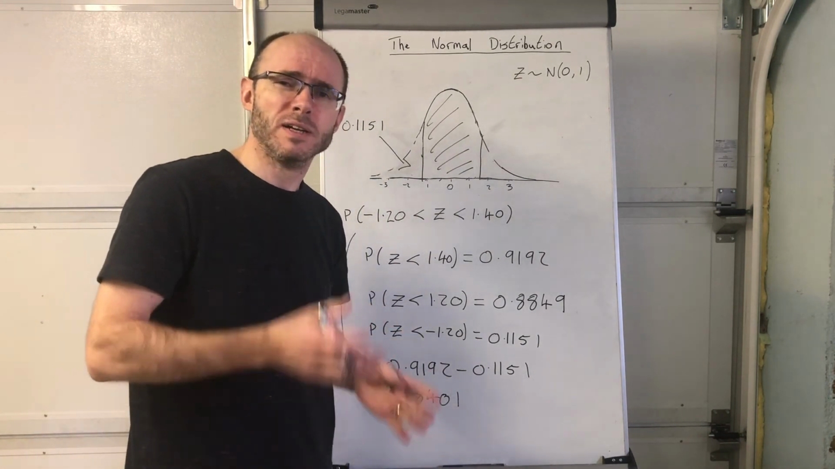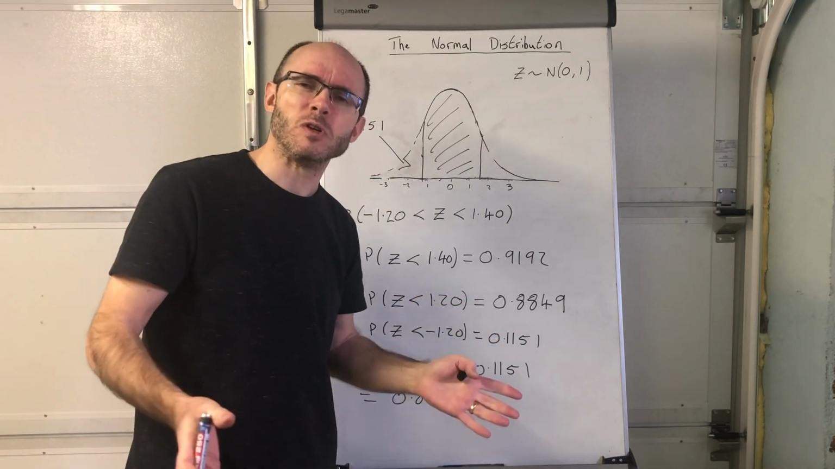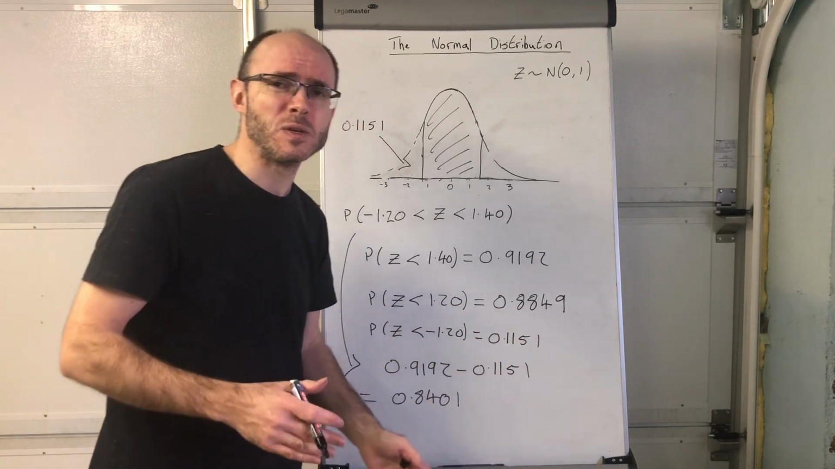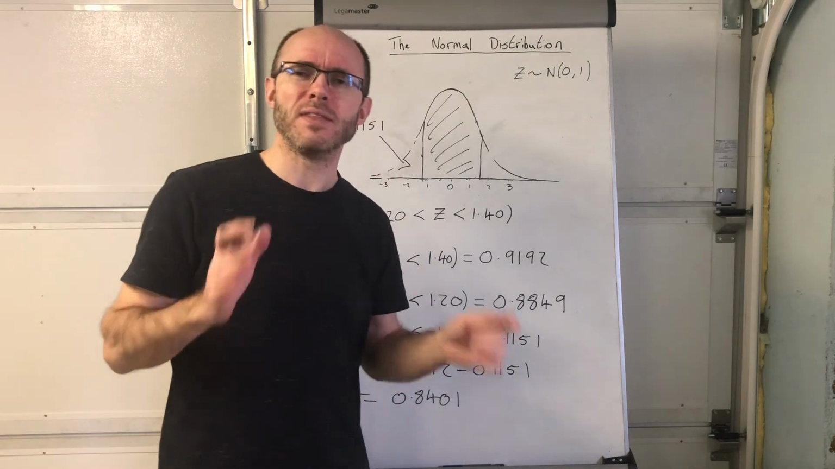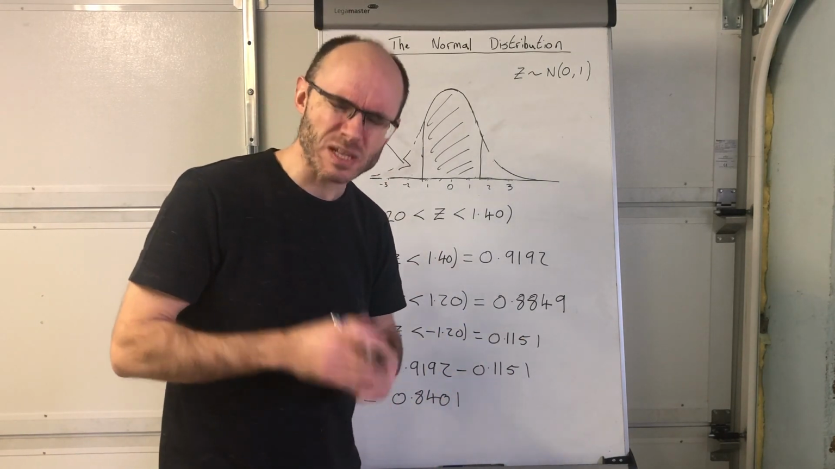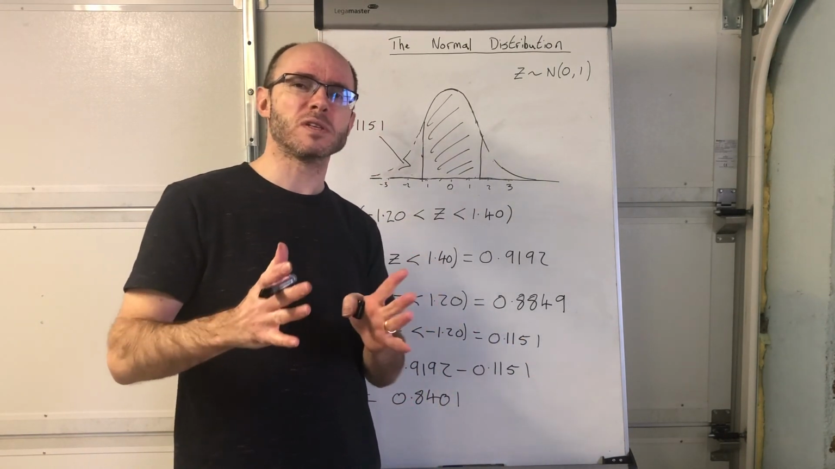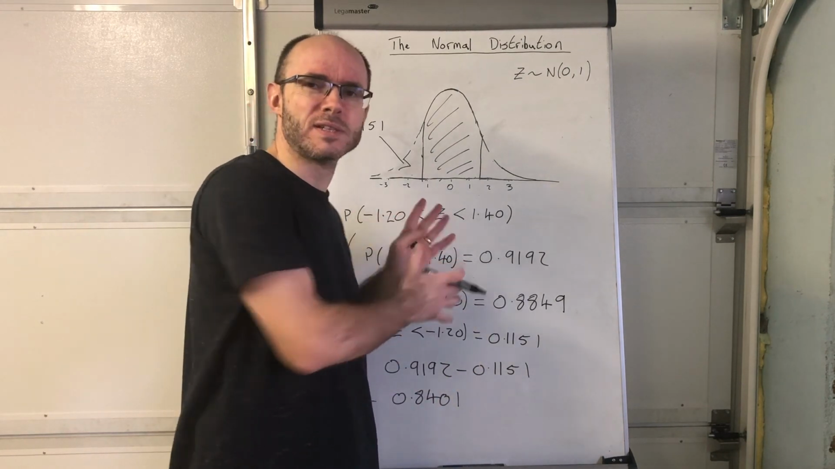I'm hoping that not only did you understand it, but I'm hoping you enjoyed it as well. The best thing to do is just to practice some questions on your own. Find a set of questions somewhere and then just practice by using the tables. That's what this bit is about, really: how to use the tables to find various probabilities such as these.